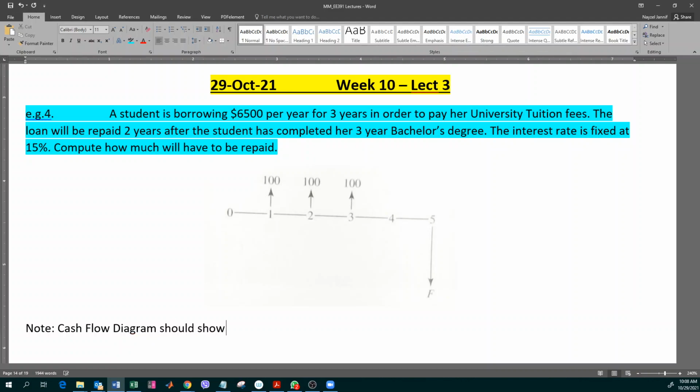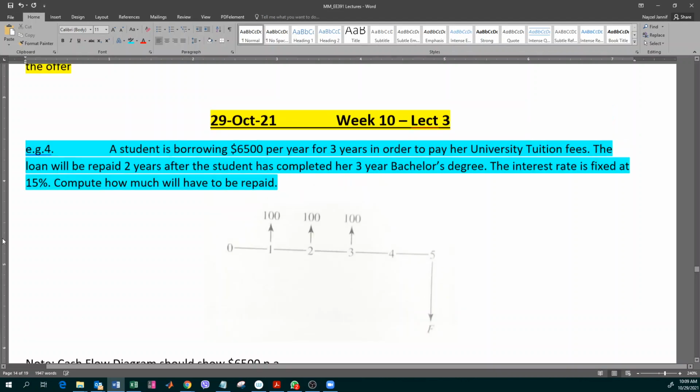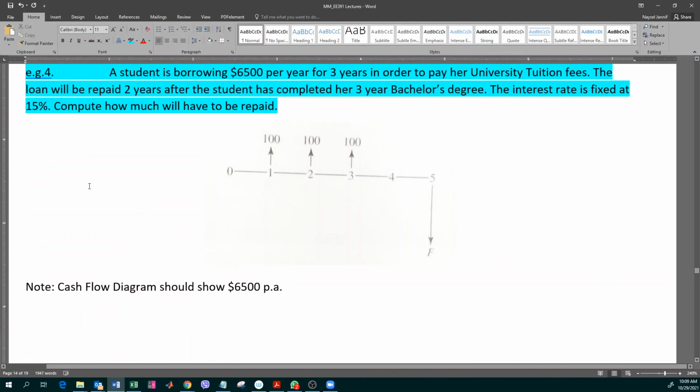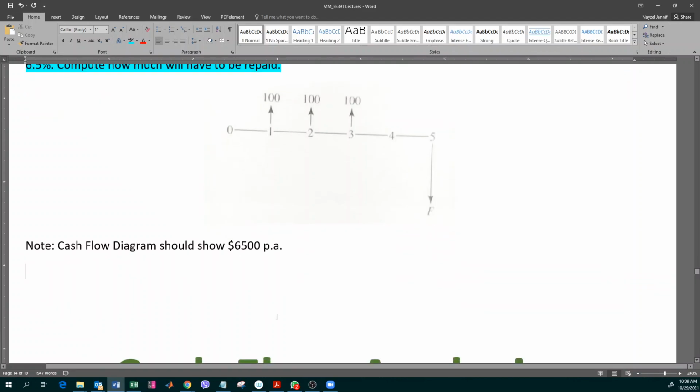The cash flow diagram should show $6,500 per annum. Also, I just want to correct this interest rate. The interest rate should be around 8.5%. More realistic, make it 6.5%. All right, 6.5%. Now, how do we calculate this, guys?